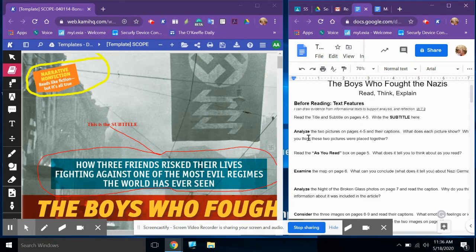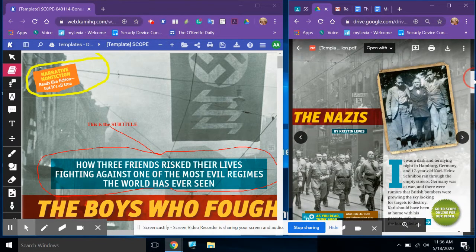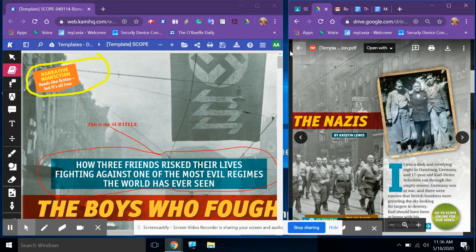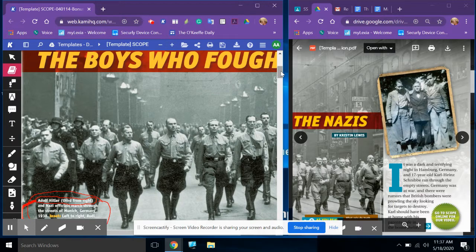Now we're going to analyze the two pictures on pages 4 and 5 and their captions. What does each picture show? And why do you think these two pictures were placed together? So again, we're going to pop back over here, and I'm going to scroll down a little bit so you can see this picture larger. Remember, this is a centerfold, so these two pictures would have been placed right next to each other as you open up the text.